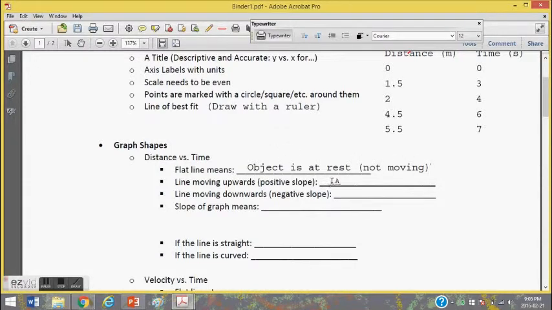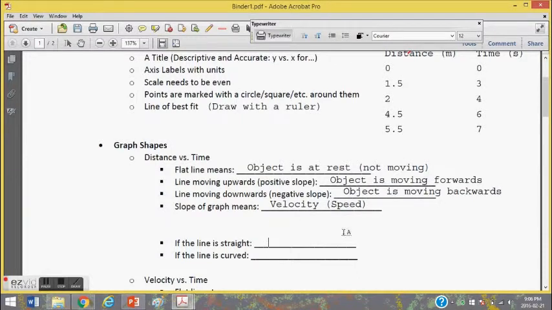Please fill these in. Pause as you need to. If the line is moving upwards or positive slope, the object is moving forwards. If the line is moving downwards, so negative slope, the object is moving backwards. The slope of the graph, if we find the slope of this graph, it tells us the velocity or the speed. Depends on if we're given direction or not.